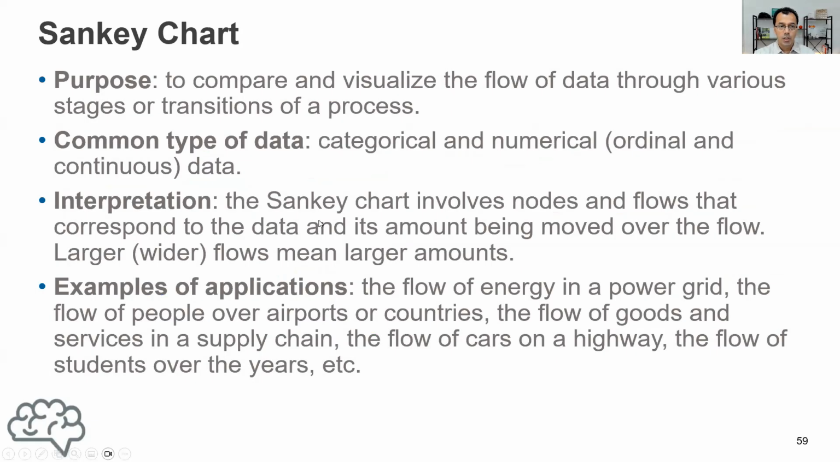The Sankey chart is a chart that is focused on comparing or visualizing the flow of data or the flow of any specific measure that you want through different stages. And these stages are usually represented as nodes in the Sankey chart. Okay? So these transitions or this flow marks what differentiates the Sankey chart when compared with the other charts that we've seen so far. And they can be used with categorical or numerical data.